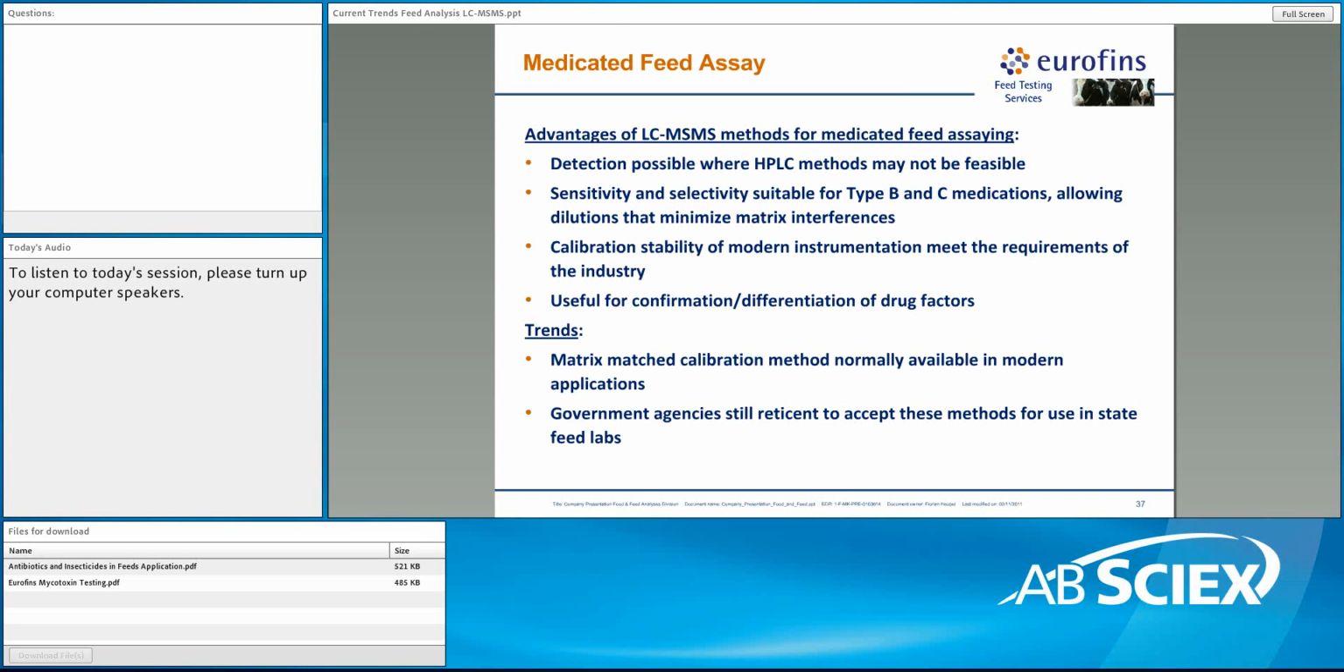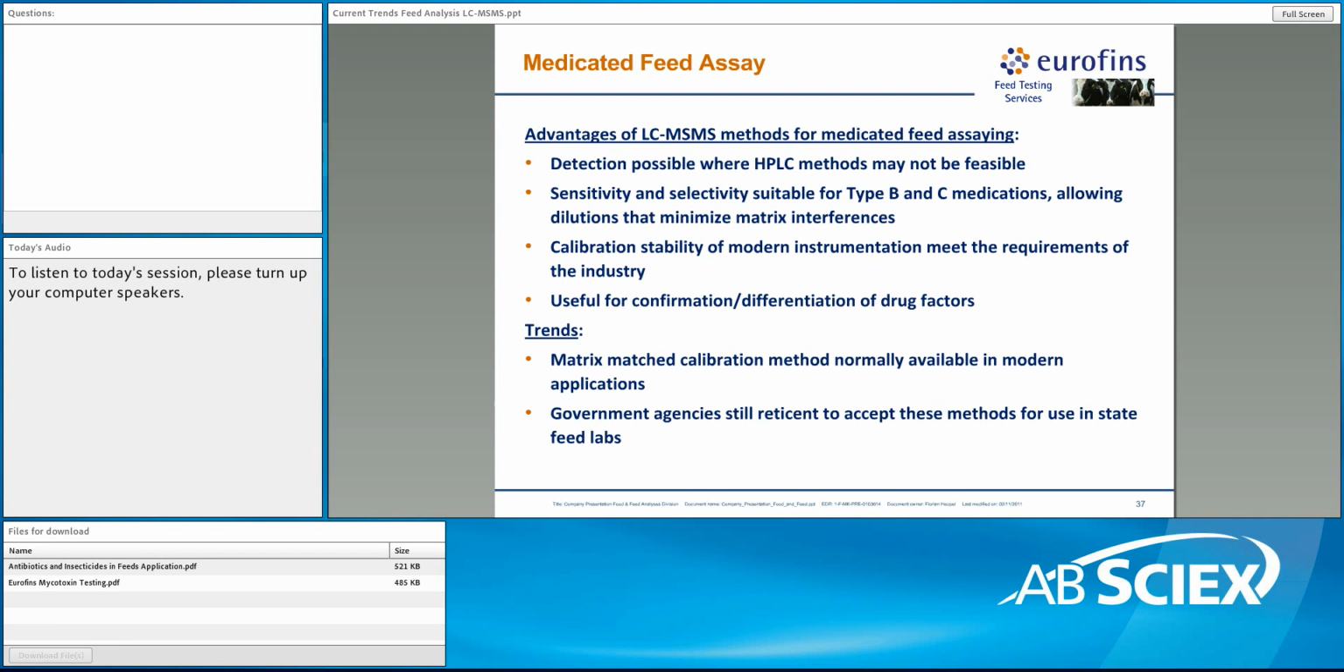So that brings us to medicated feeds. The use of LC-MS or LC-MS/MS methods for medicated feed assaying is a relatively unexplored application in the industry now, especially compared to modern tissue residue methods.